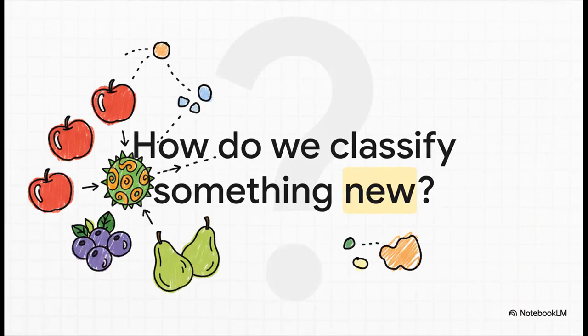Okay, so let's just start with a really basic question. Imagine you're at a farmer's market and you see a piece of fruit you have never ever seen before. How do you even begin to guess what it is? Well, you'd probably look at the fruits sitting right next to it, right? Are they with the apples, the berries? That basic problem is exactly what KNN was built to solve.